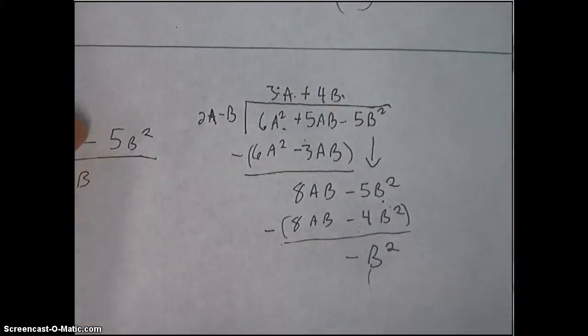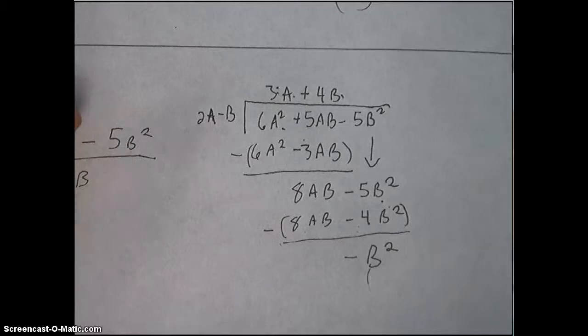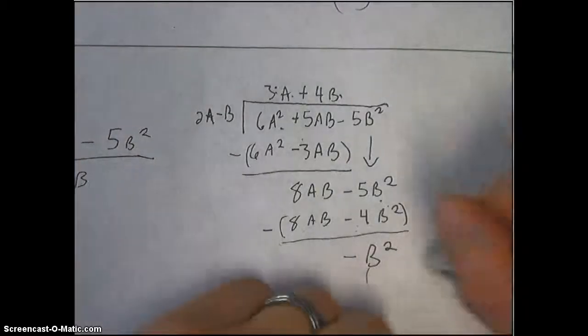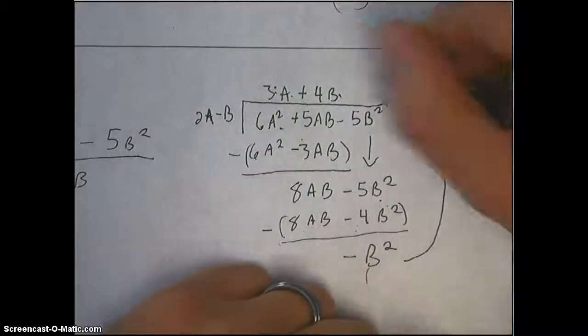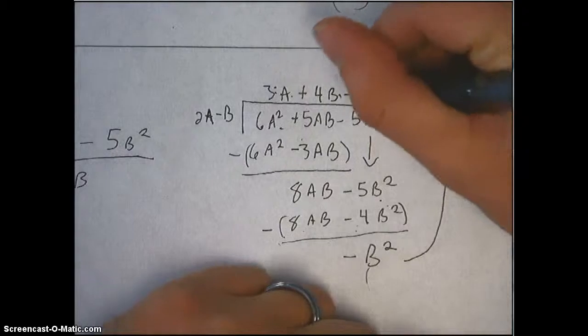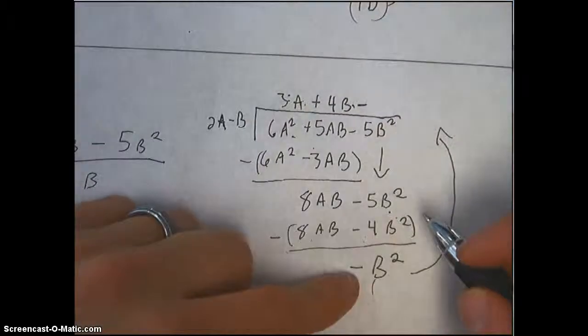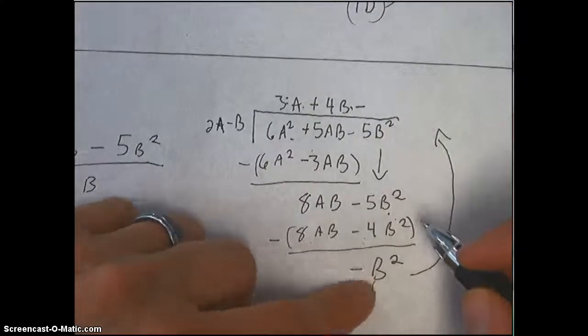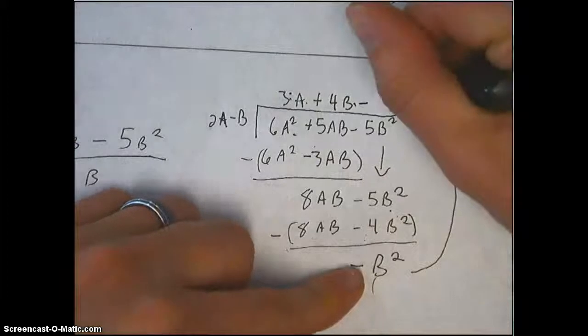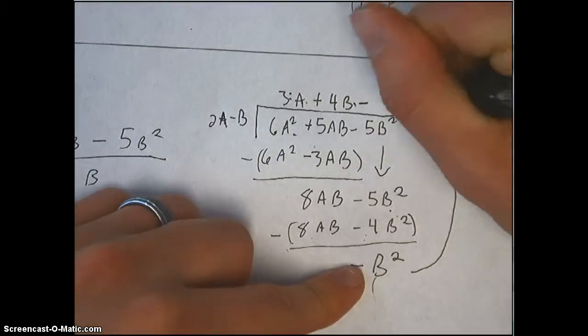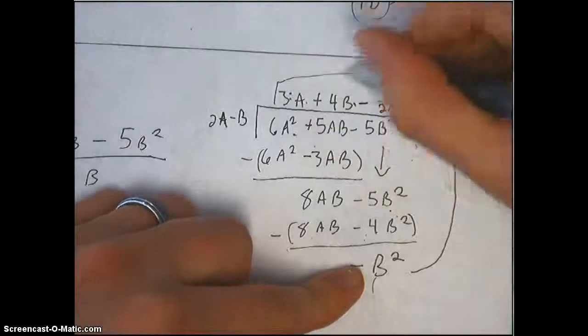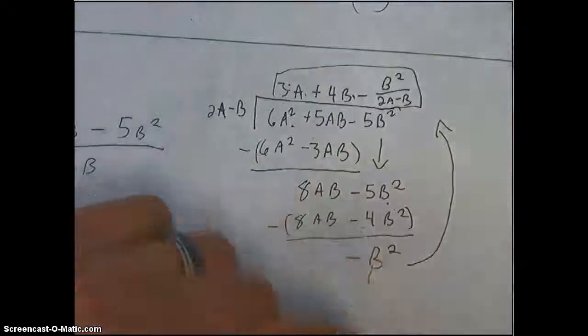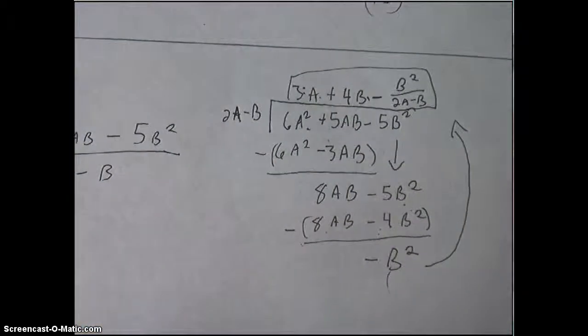So that is our remainder. So we're going to bring it back up top, and I'm going to write minus. Instead of writing plus there, I'm just going to let that negative from the b squared go right there, become a minus. b squared over 2a minus b. And that's the final answer. Right there. So that's long division with polynomials.